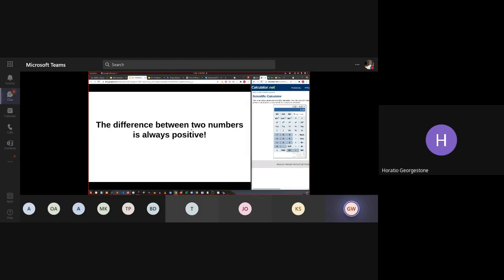Now, the difference between two numbers is always positive, because it's just the size of the difference. So even if they're both negative or whatever, you should always get a positive difference. If you get a negative difference, the most likely explanation is that you just did the subtraction the wrong way around. You did the more negative number minus the more positive number. If that is what you did, then the answer you got is actually just the negative of the correct answer.